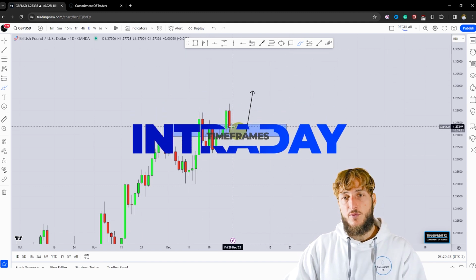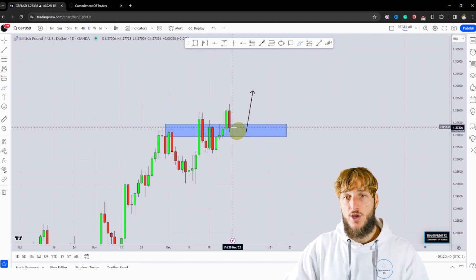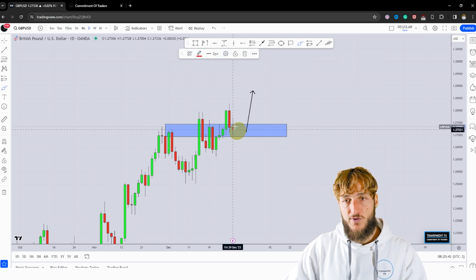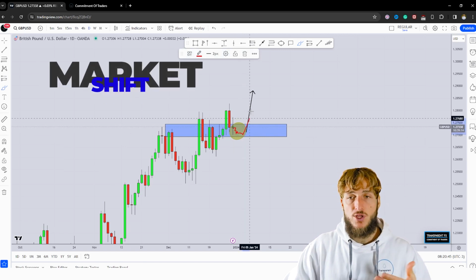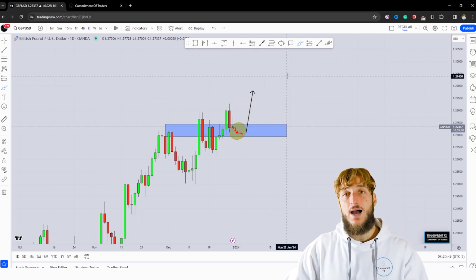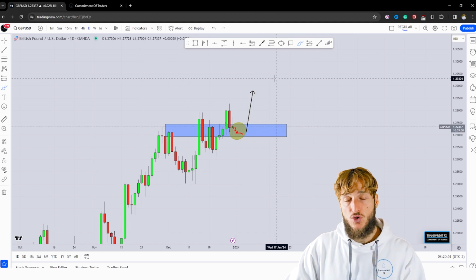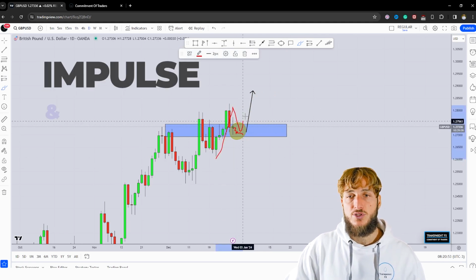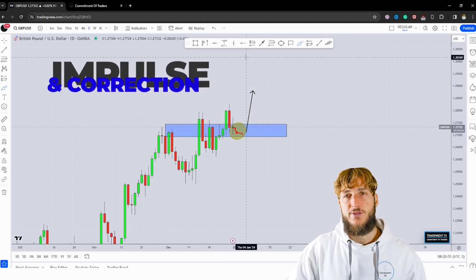So if the market from an intraday perspective would shift from an intraday bearish environment to a bullish environment, at that point what I could expect is more bullish continuation to be created away from this area, potentially completing this daily impulse, correction and impulse pattern to the upside.